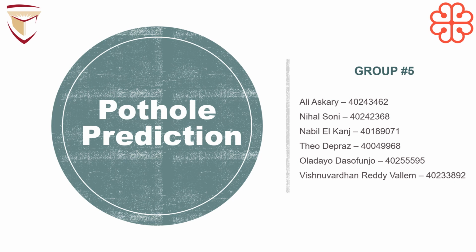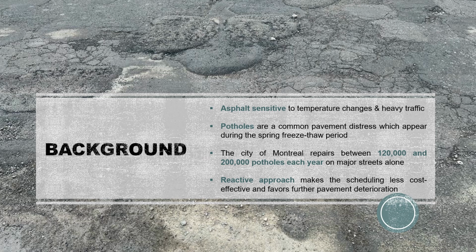Hello everyone. We are group number 5 and our project topic is pothole prediction. As we all know, asphalt is the most common material used for constructing pavement surfaces due to its flexibility and durability. But over time it deteriorates, and a variety of factors such as rain, snow, and traffic load affect the pavement condition. All this results in the generation of potholes.